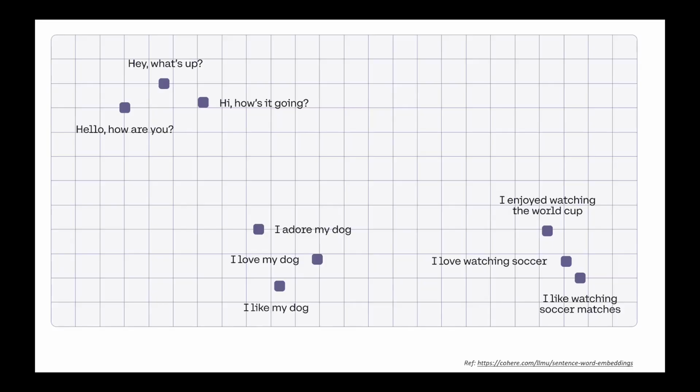What I mean by similarity is like this. For example, "hey, what's up?" and "hello, how are you?" Are these a similar kind of sentence? That's why they are clustered in one group. However, there is another group, like "I love my dog," "I adore my dog," "I like my dog." Dog-related sentences are in another cluster, and soccer-related ones are in another cluster. So similarly, there are lots of sentences, and based on the similarity between two sentences, it will try to create a distance between them.